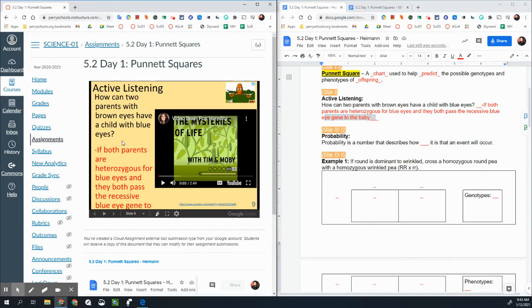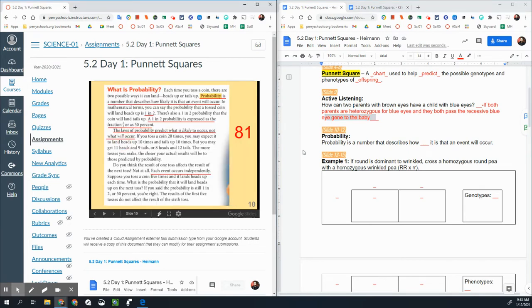All right, next slide. Probability. So this is slide 10 through 12. Probability is a number that describes how blank it is that an event will occur. Let's see if we can figure out the missing word. Each time you toss a coin, there are 2 possible ways it can land, heads up or tails up. Probability is a number that describes how likely it is that an event will occur.